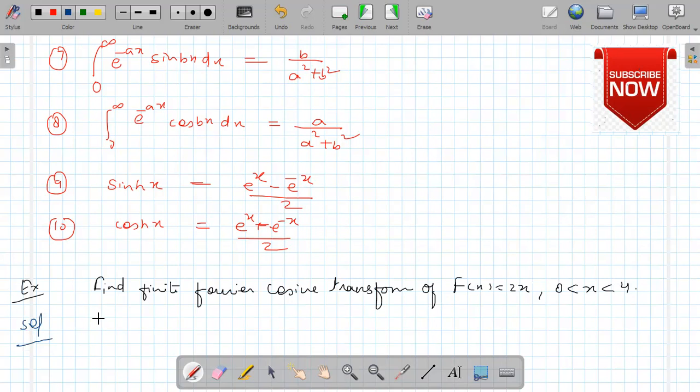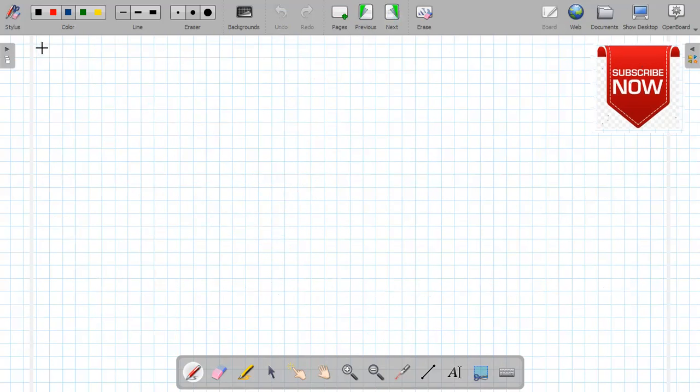By definition, the Fourier cosine transform of any function f(x) is defined as the integral from 0 to L. Here we have 4 in place of L. f(x) is 2x, times cos(pπx/L), which is cos(pπx/4), dx. Okay, so we integrate this by parts.